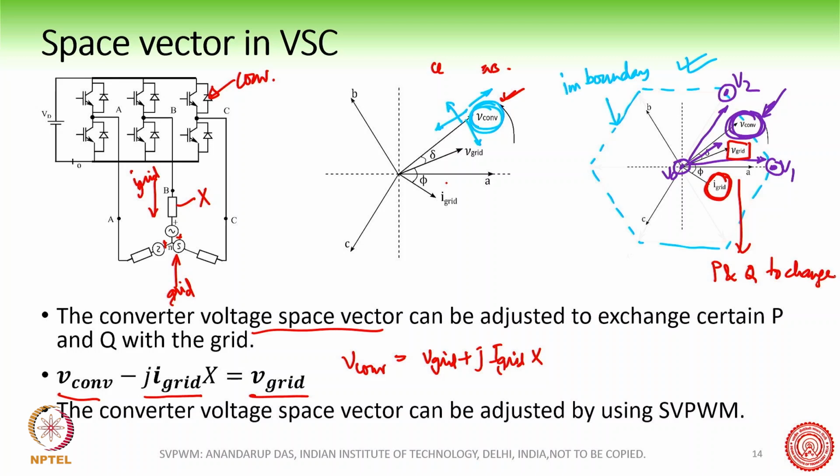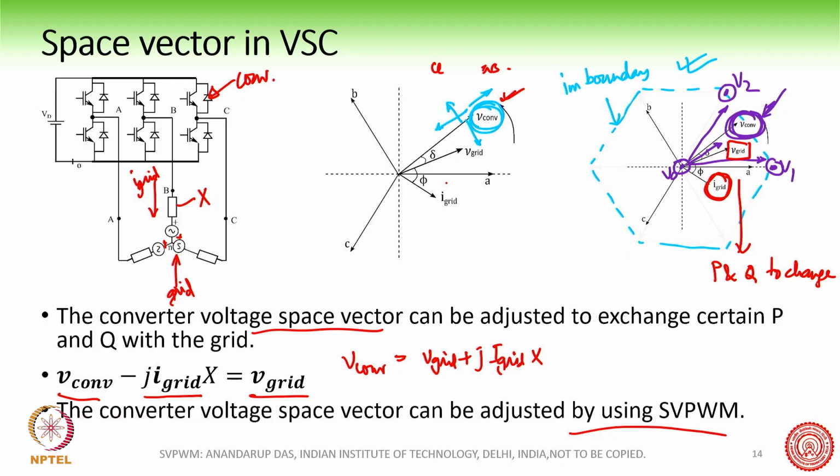So you can understand that by manipulating the Vconv, which we have also discussed with the phasor, by changing that Vconv phasor, I can change the P and Q. Similarly, with space vectors also we can do the same thing. Okay, but now this Vconv change will be done by changing the time durations for which these active vectors V1, V2 and V0 will be used, and this is what is known as space vector PWM.